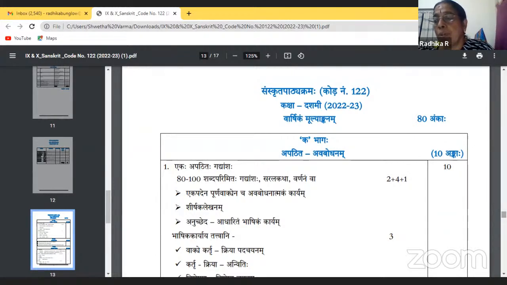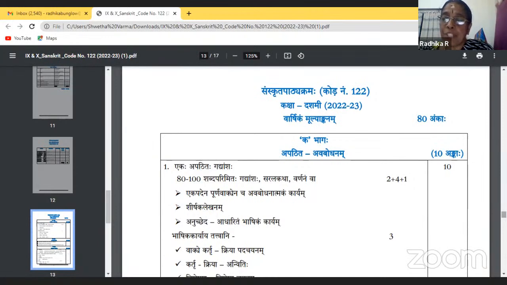When the valuation is going on, we notice that the children are missing that Shirshaka question. Please train the students to write that heading. It's a 1 mark question, so we have to insist they write it surely. They can write any word or sentence relating to the Anucheda, the Gadyamsha.